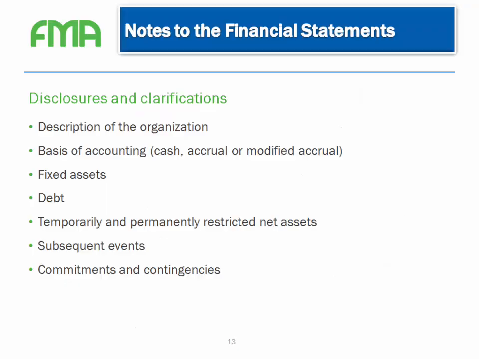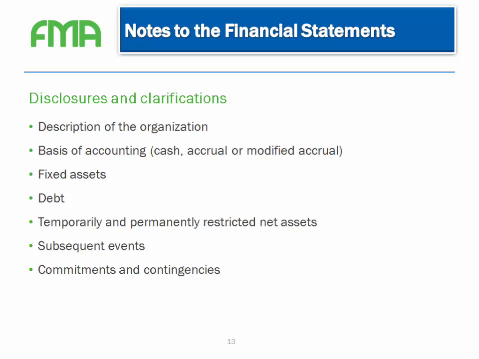Finally, at the end of the audit, there are typically several pages of notes containing important information, often referenced in the financial statements themselves. So sometimes you'll see on the balance sheet a value for fixed assets, and it will say, see Note 6, for example. Notes to the financial statement provide lots of important disclosures and clarifications, and they should be reviewed as well for more information about the organization's financial position and financial activities.